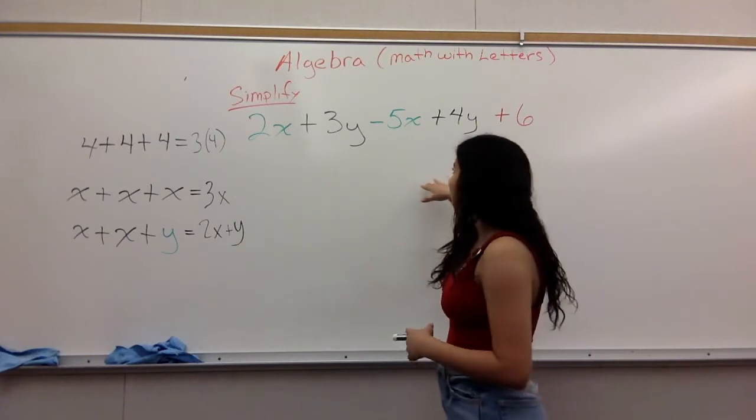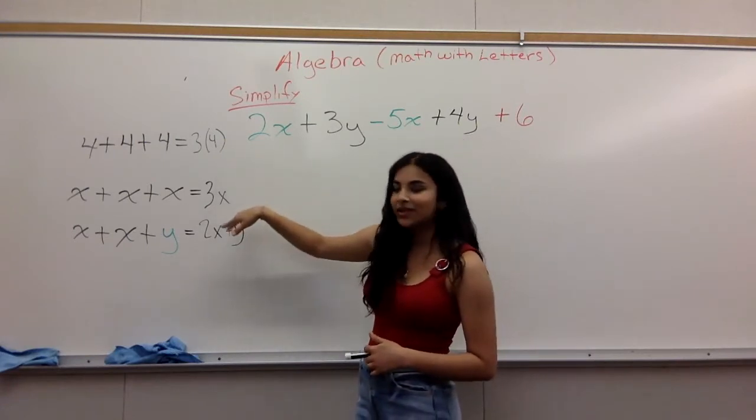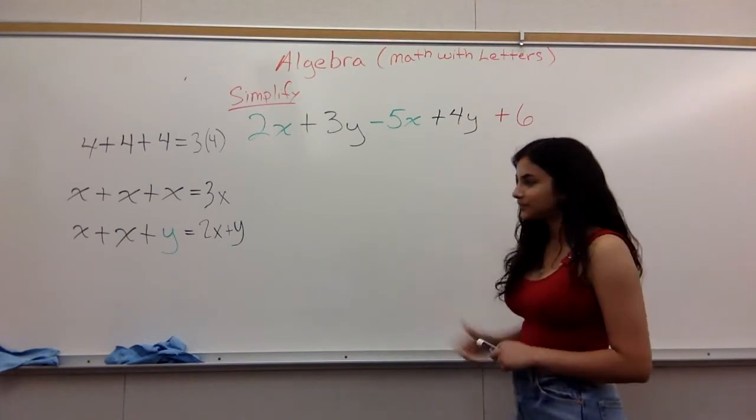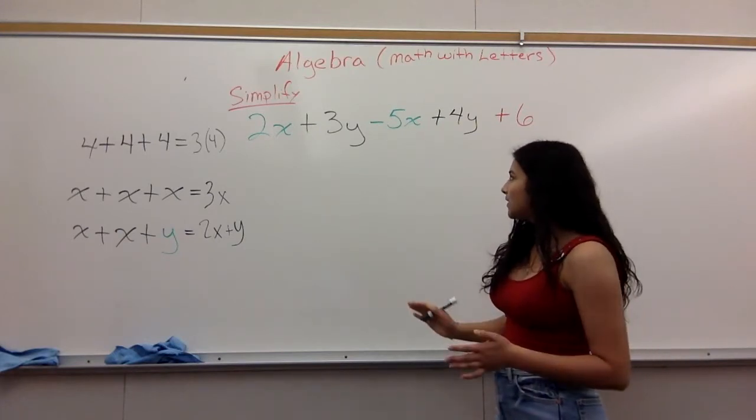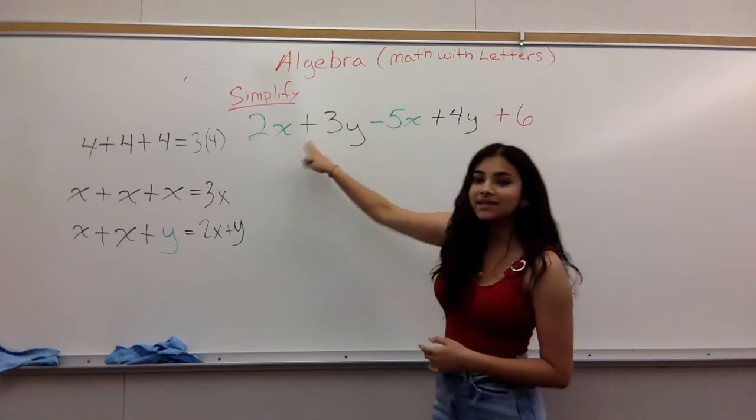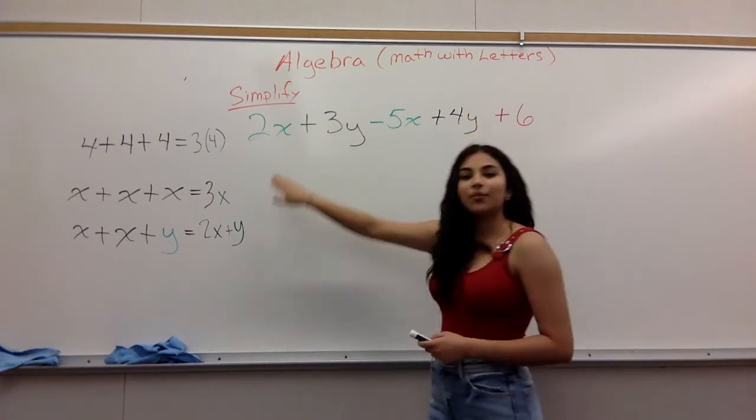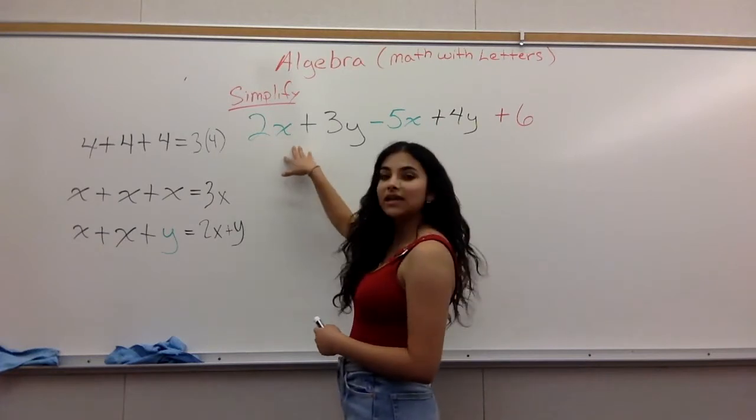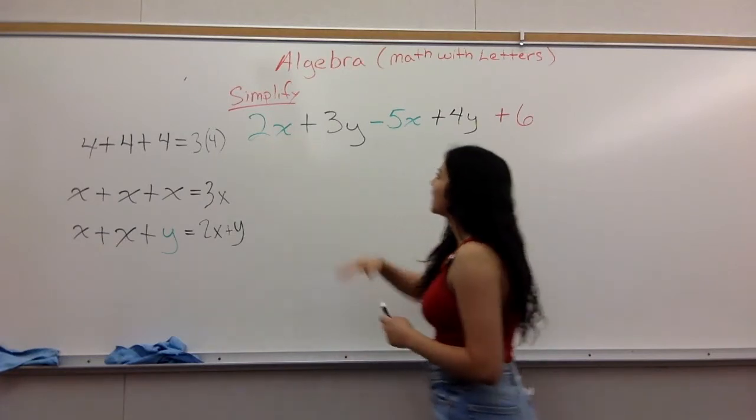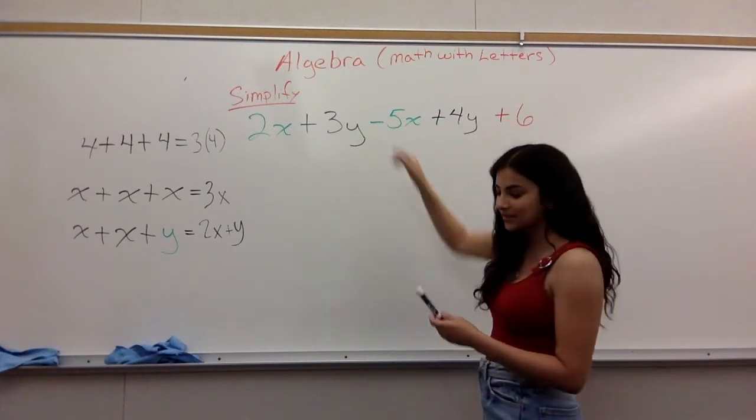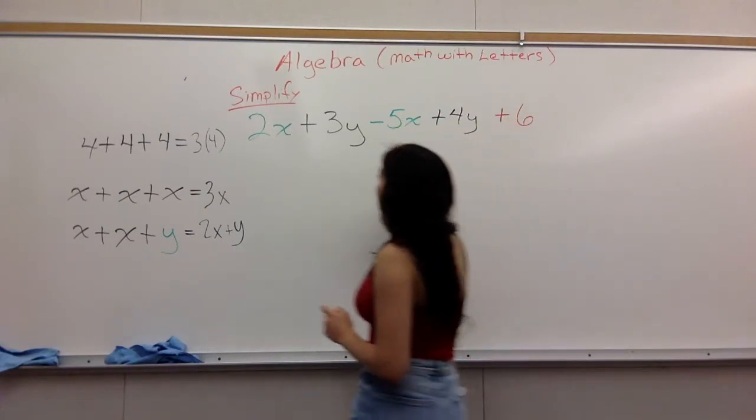So now let's apply what we just learned here to a bigger problem. We're going to make this bigger problem smaller. Now all we're doing is taking all of the x's and putting them together, all of the y's and putting them together. So the first thing we see here is 2x. Now let's look if we have any more x's. Oh, here we have negative 5x. So we have to put those together.